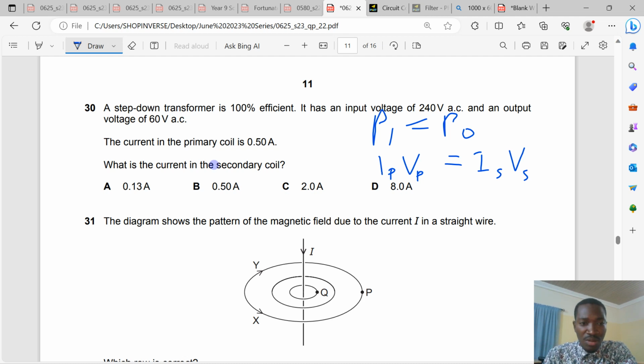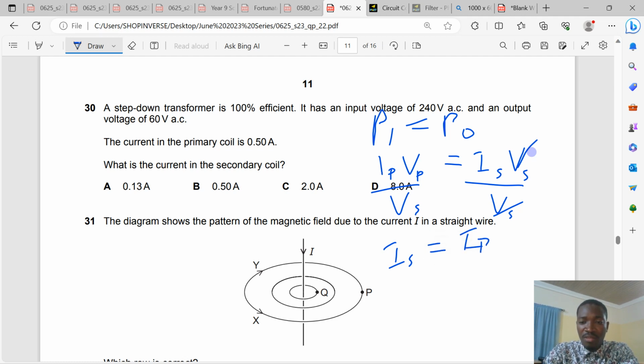Now, what is the current in the secondary coil? To get the current in the secondary coil, let's just divide both sides by the voltage in the secondary coil, Vs. That simply means the current in the secondary coil will be given by the formula: current in the primary times voltage in the primary, divided by voltage in the secondary. So this is the formula we're using.